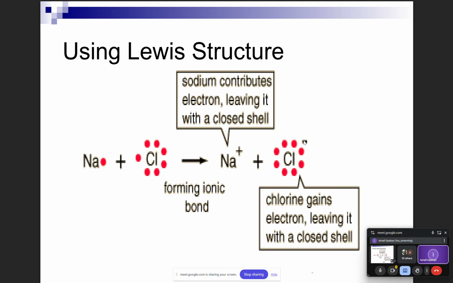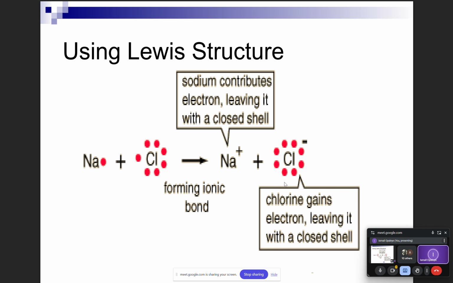Why Cl minus, you don't need to write the word, you just put minus there, indicates that it has gained just 1 electron. So this tells you, as you can see from the notes written here, sodium contributes an electron, leaving it with a closed shell. Chlorine gains an electron, leaving it with a closed shell as well. So in ionic bonding, please note that there is no sharing. They are not sharing. Rather, one is donating and the other is receiving. Are we clear?